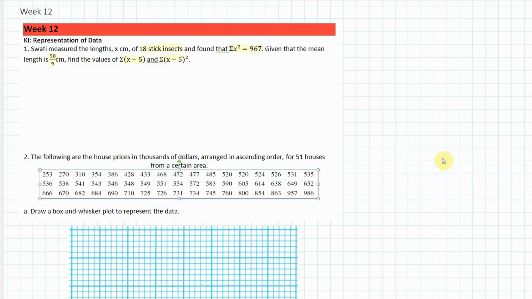So what I'm going to do first is find out the variance of the uncoded data, and the variance will remain the same because you can see we're just moving everything to the left by 5, so the variance or the spread is going to remain the same, really, isn't it? So the variance will be equal to the sum of x squared over 18 minus your mean squared, and that gives me a variance of 1975 over 162.